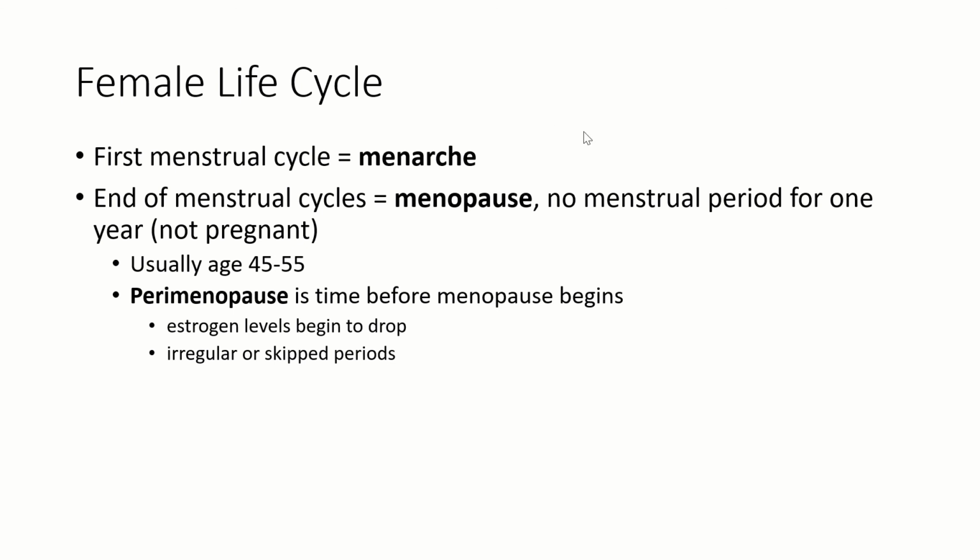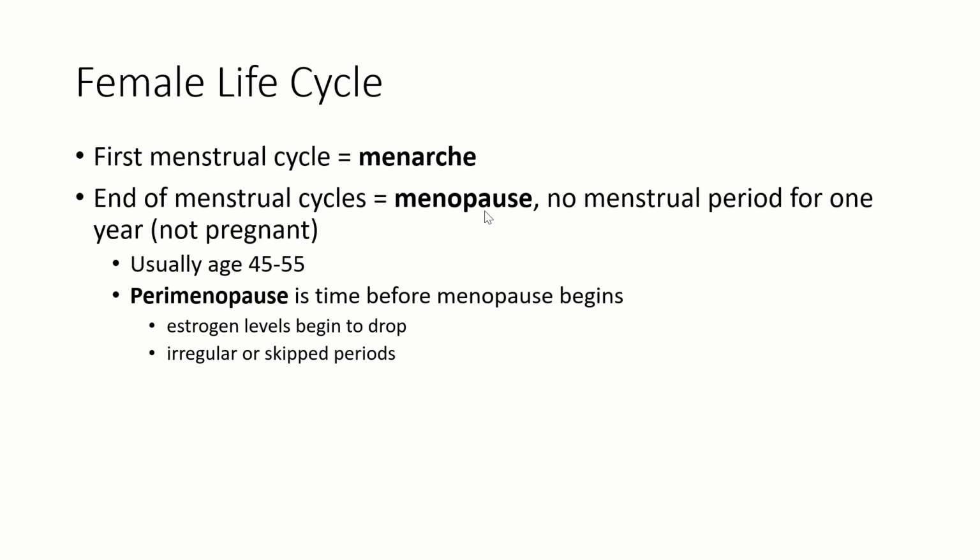Now, for many females, it takes several months before periods become regular. The end of menstrual cycles is called menopause. And that means that a woman has not had a menstrual period for 1 year, not because she was pregnant. Okay, if you're pregnant, you're not going to have a period, obviously, for the pregnancy. And a lot of women don't have regular periods or any periods while they're breastfeeding. So many women will go a year or more without menstrual cycles simply because they're pregnant.